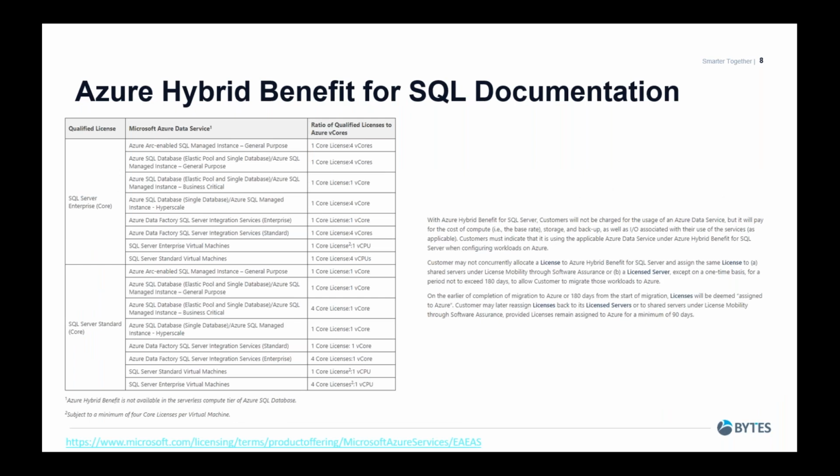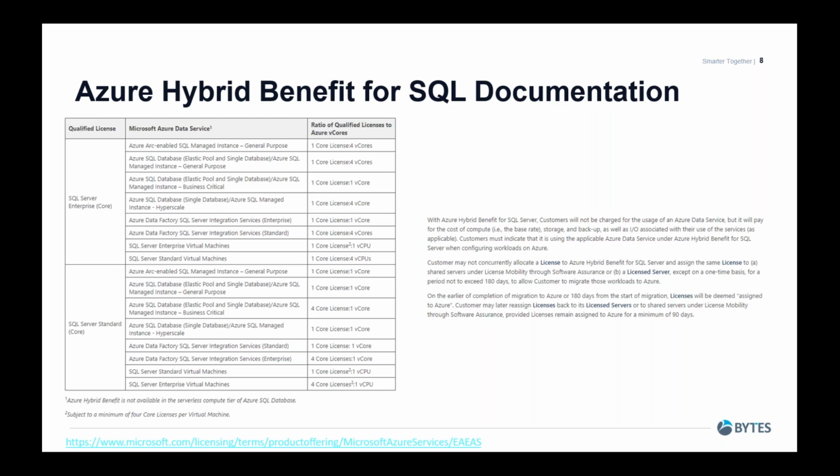There is some documentation available. So in the product terms, if you're au fait with those, there are some details around the ratios of licenses to, say, VMs, etc. So if you have SQL Server Enterprise per core, you can use one core license for one vCPU for a SQL Server Enterprise virtual machine.